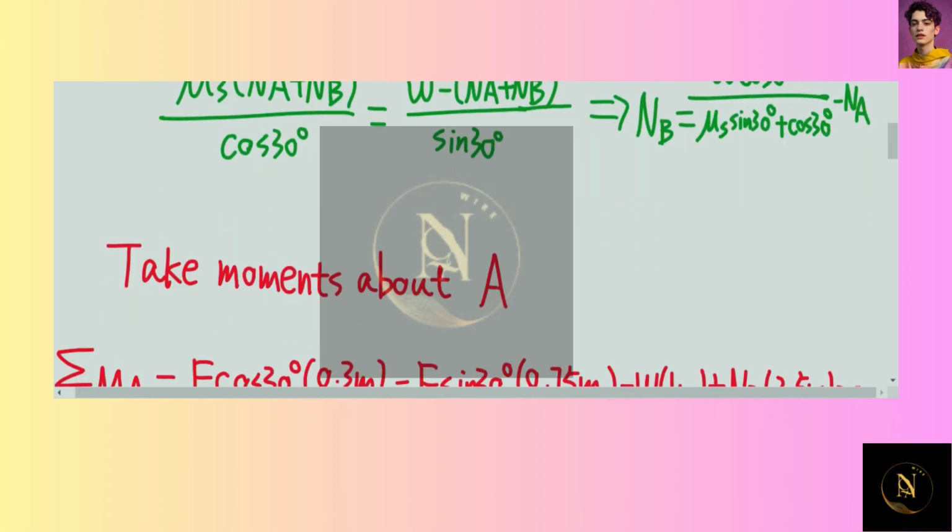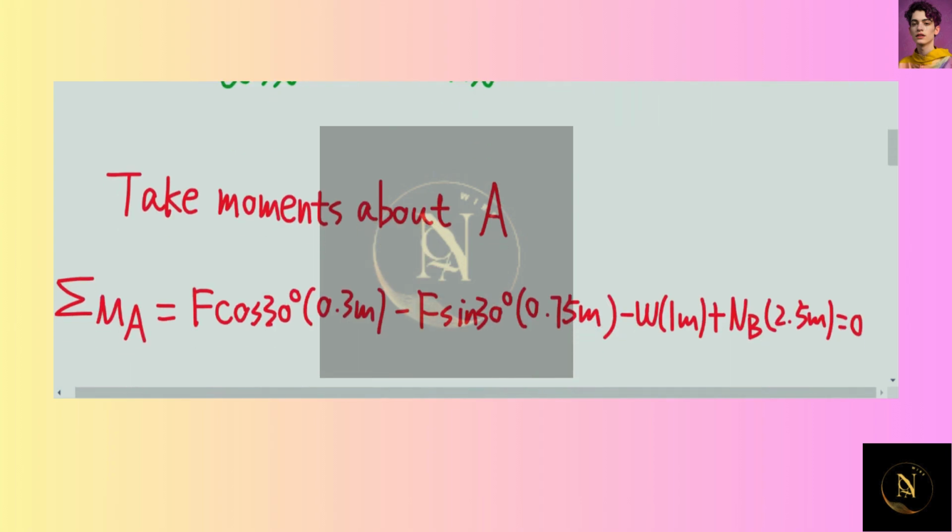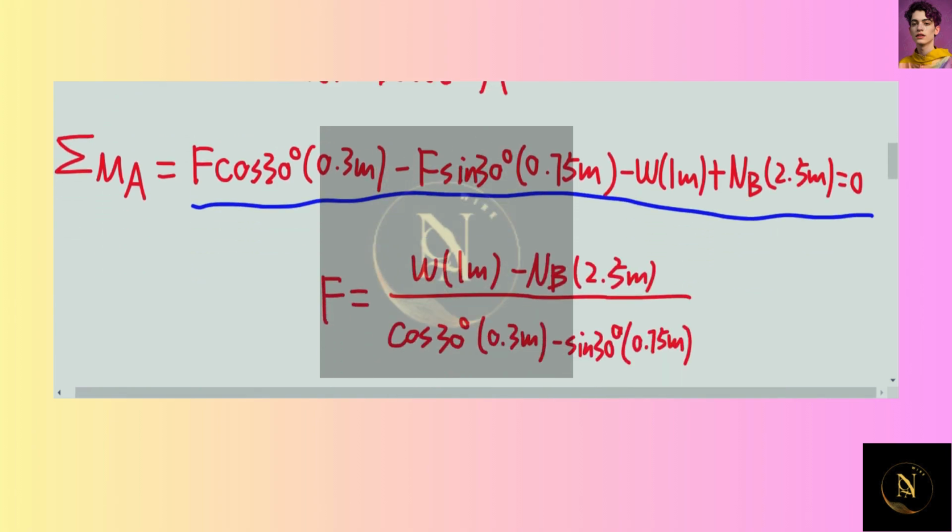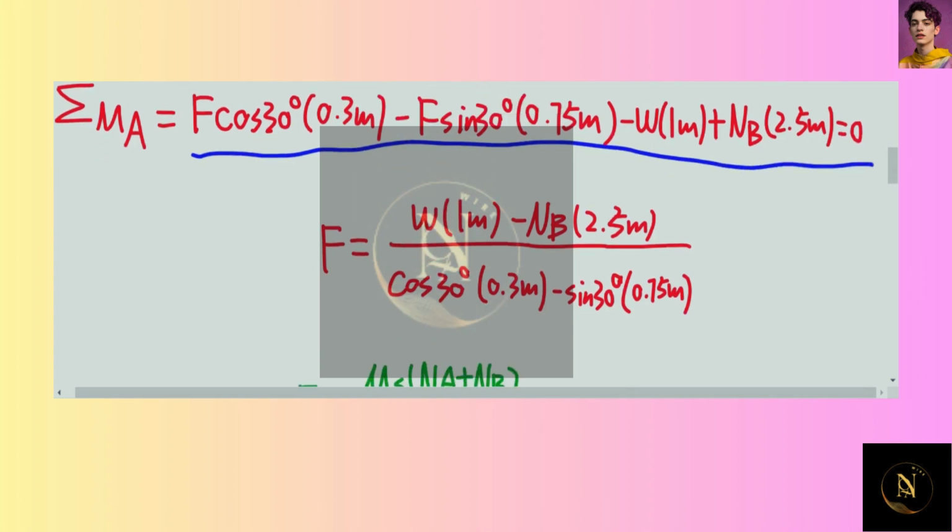Now let's take a look at the moments about A. Consider the counterclockwise moment as positive, therefore the clockwise moment should be negative, and this will give us such an equation here. If we do some arrangement, we'll have the towing force equal to (W times 1 meter minus Nb times 2.5 meter) over (cosine 30 degrees times 0.3 meter minus sine 30 degrees times 0.75 meter).